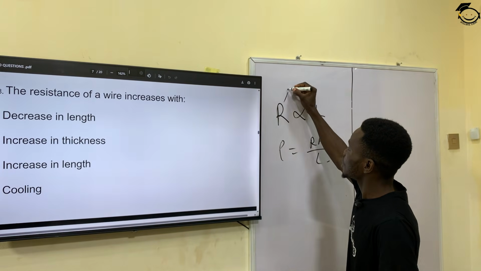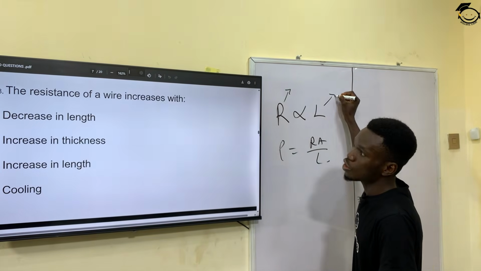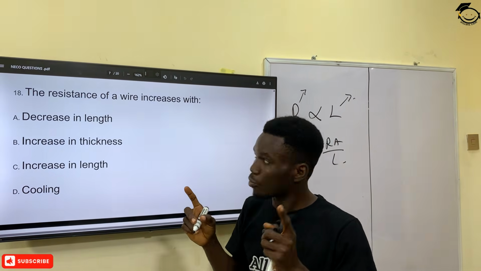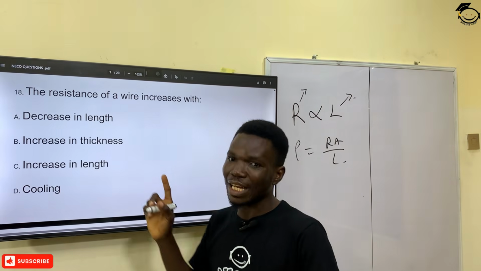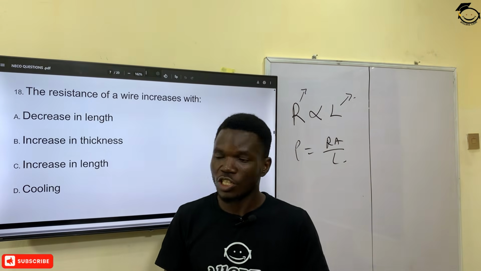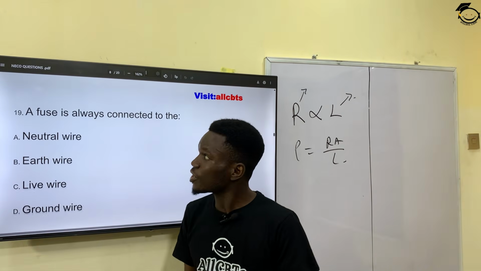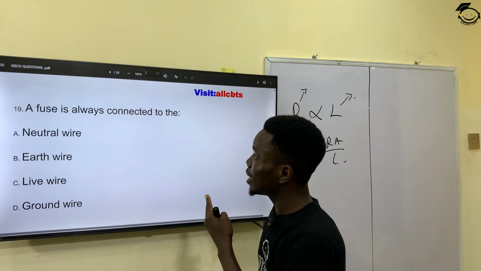As the resistance is increasing, automatically the length is also increasing. So the resistance of a wire increases with an increase in length, which is option C. So that takes us to question number 19, which says a fuse is always connected to the dash.